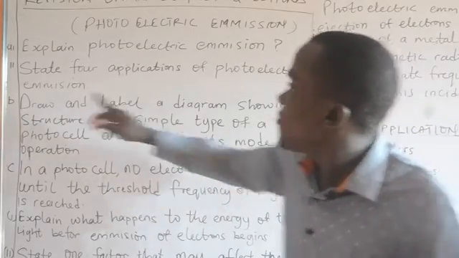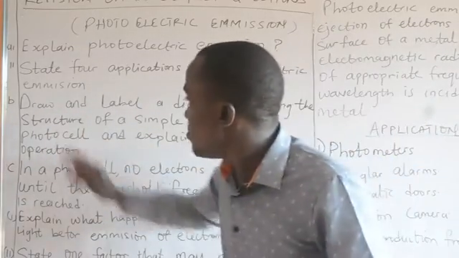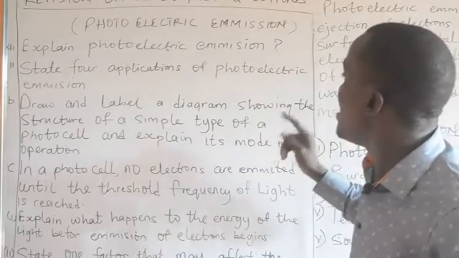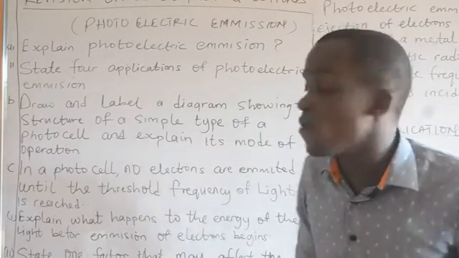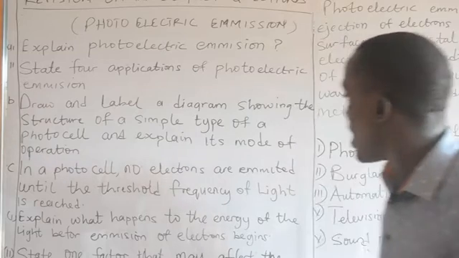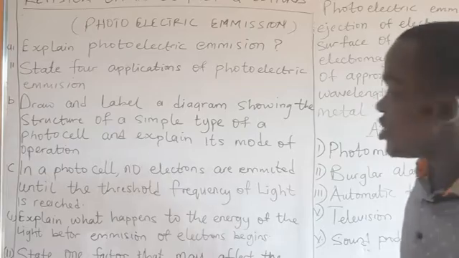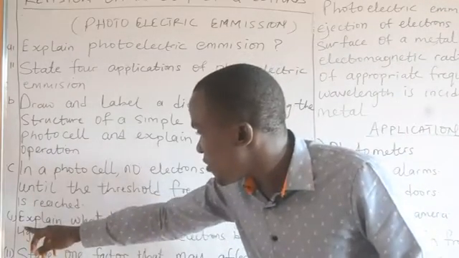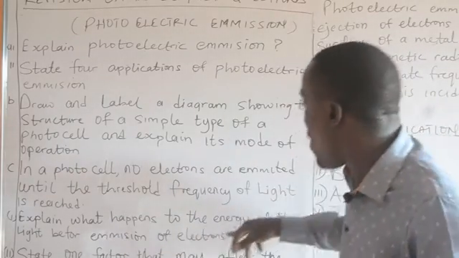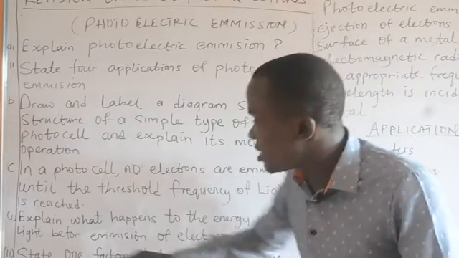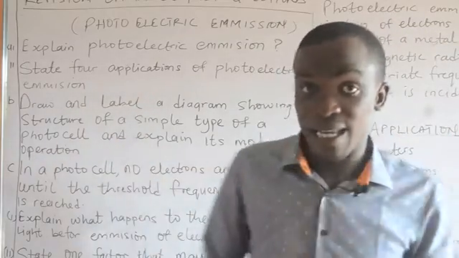Now, for Roman figure 2, we are told to state 4 applications of photoelectric emission. Then for part B, we are told to draw and label a diagram showing the structure of a simple type of photocell and explain its mode of operation. The next one says, in a photocell, no electrons are emitted until the threshold frequency of light is reached. Then for part C, we are asked to explain what happens to the energy of the light before emission of electrons begins. Then finally, in figure 2, state one factor that may affect the number of emitted electrons.